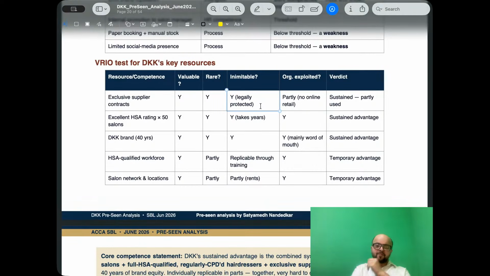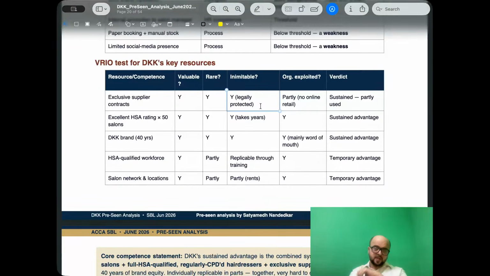Then excellent HSA rating across 50 salons. Is it valuable? Yes. Is it rare? Yes. Is it inimitable? Yes. Why? Because it will take years for you to achieve it, right? Is the organization exploiting that? Yes, sustained advantage. The DKK brand has been there for 40 years. Valuable, rare, yes. Inimitable, yes, because nobody can create the same brand. They can create a better brand, but not the same one. Is it fully exploited? Yes, mainly through word of mouth. You have a sustained advantage.